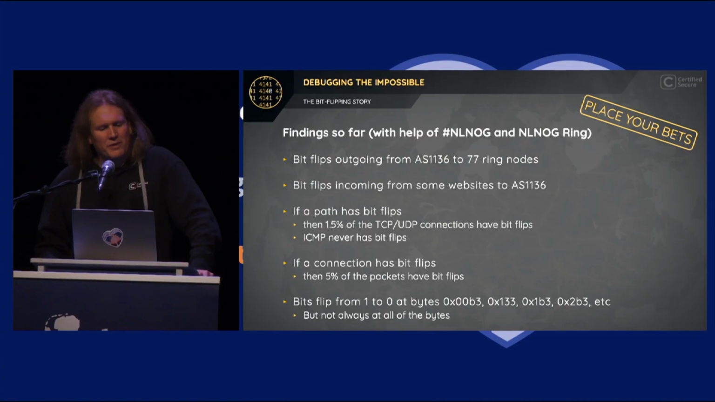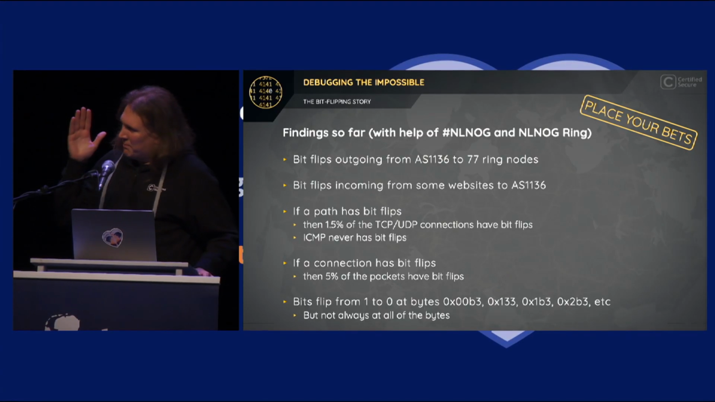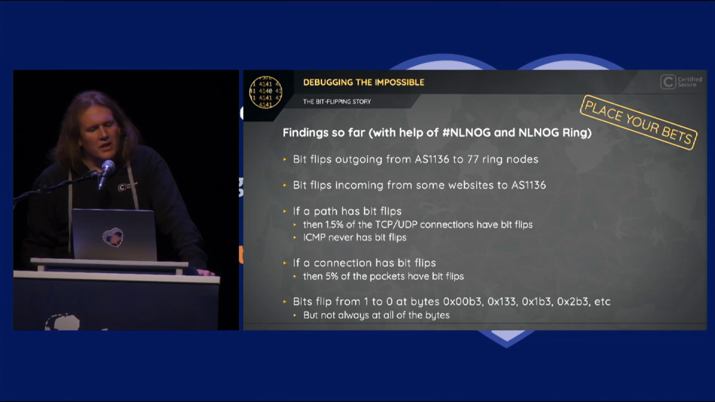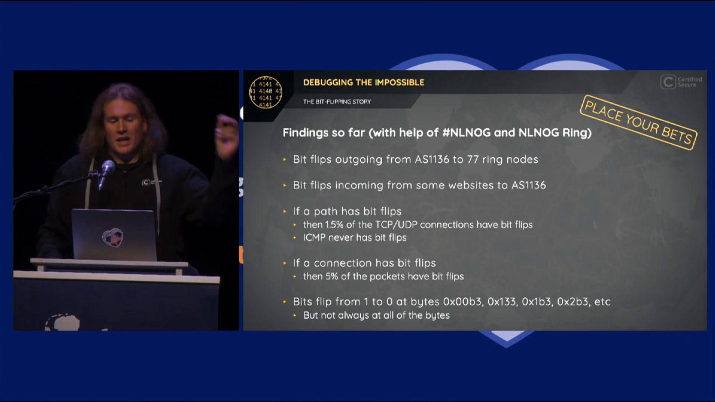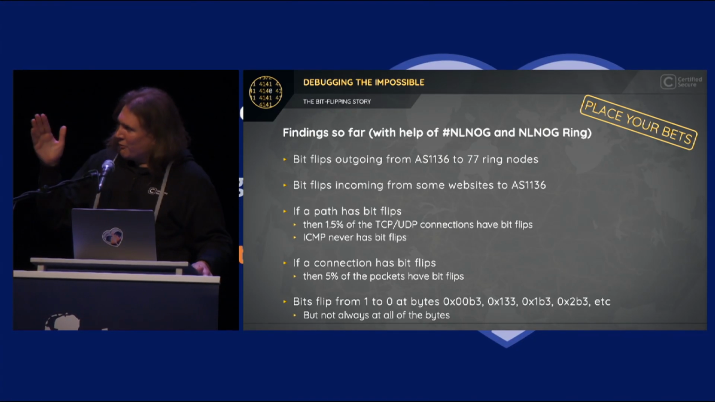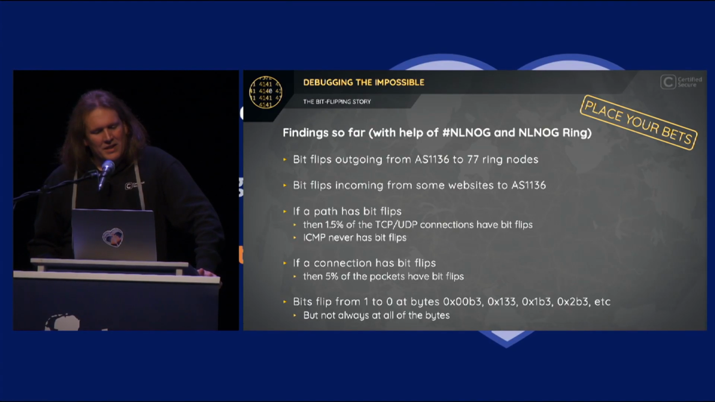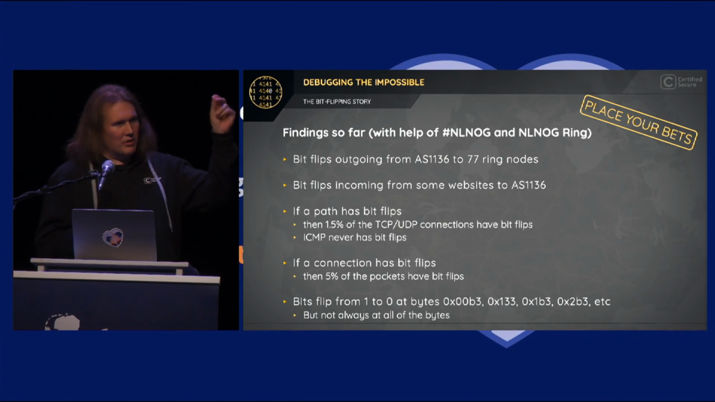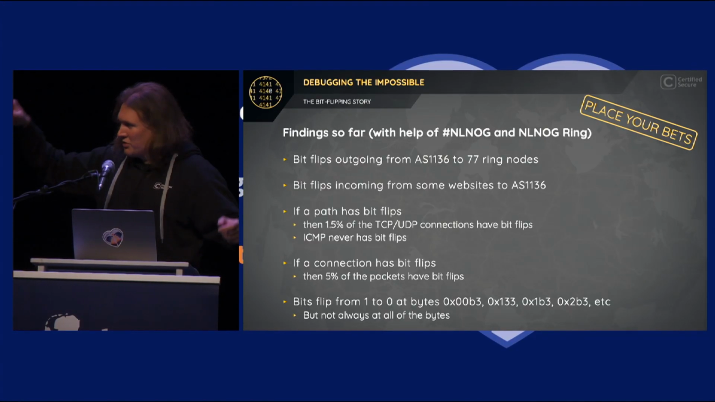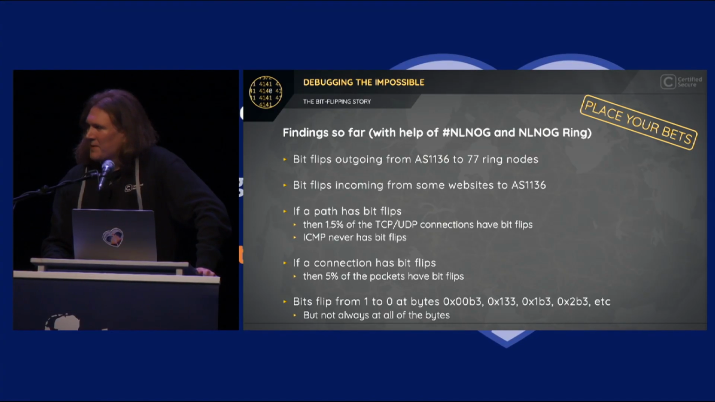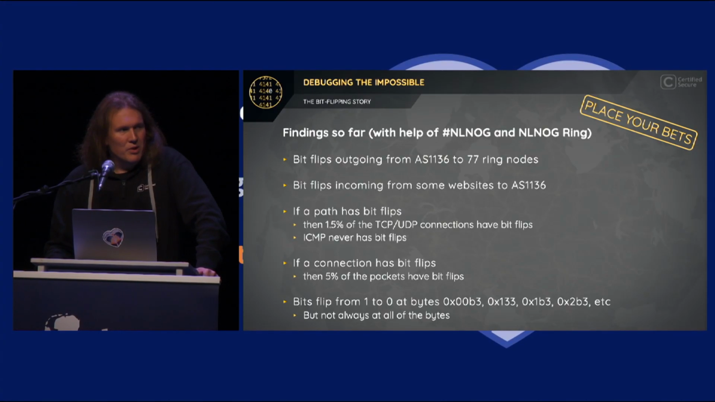What do we have? We have bitflips on some networks and not on all of them. If a path has bitflips, I could calculate that about a percent and a half of those TCP/UDP connections would have the bitflips. And if a connection has the bitflips, 5% of the packets would have bitflips. And the bitflips would happen at the same location in the packet, but not all packets would use the same location. This was enough information to figure it out. Think for a moment.